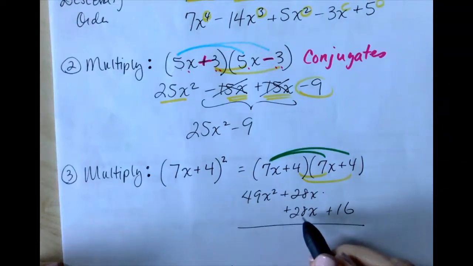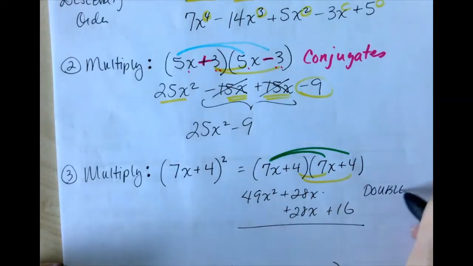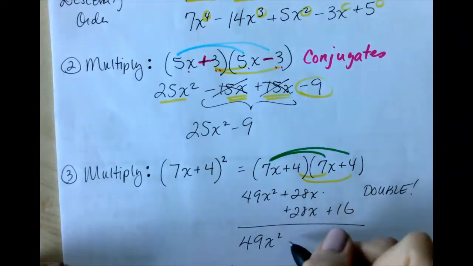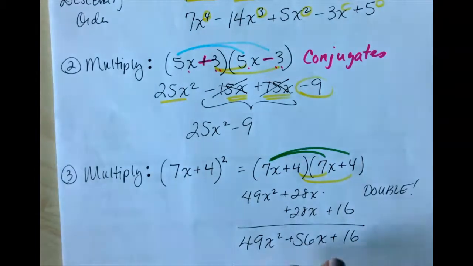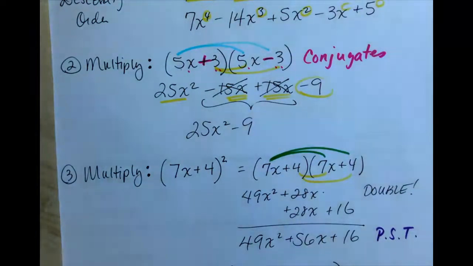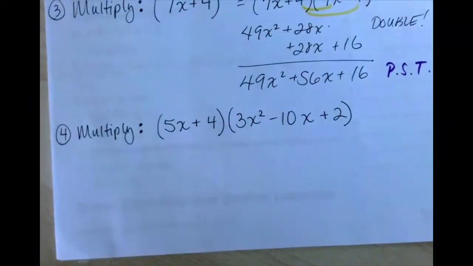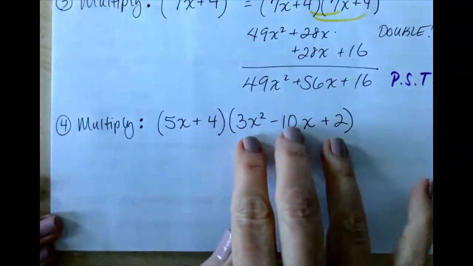This time, the middle terms do not cancel. This time the middle terms double, and we get 49x squared plus 56x plus 16. And this particular product is special. We call that a perfect square trinomial. You can back it up on the Google site and you can watch a whole video about those perfect square trinomials. Last on the page here is number 4, and in number 4 we have a binomial times a trinomial.